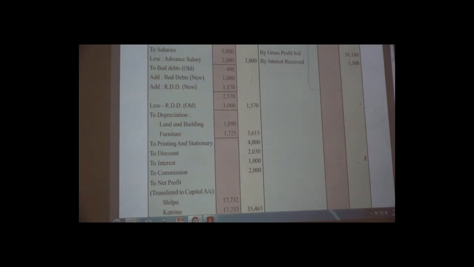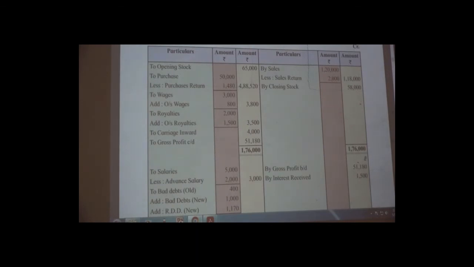The next, royalties. Now see, royalties, this is a direct expenditure for the firm, that's why direct expenses are shown on the trading account debit side. So see here in the trading account on the debit side we will have to write to royalties. Okay, now there is an adjustment on this item, that's why the amount is written in the inner column to royalties.